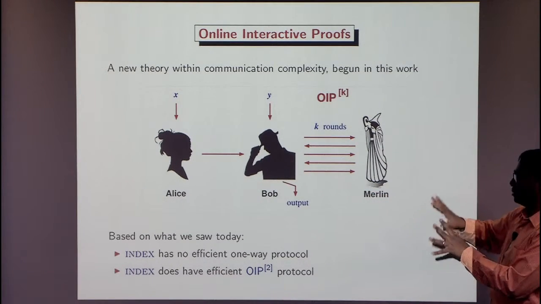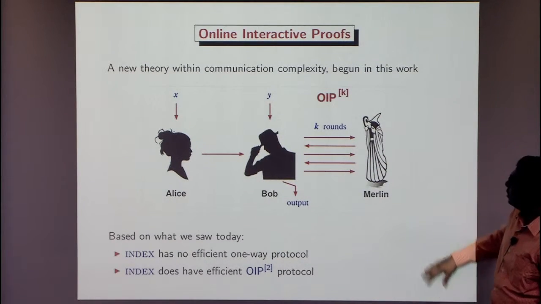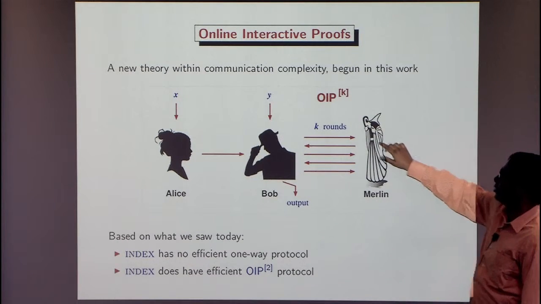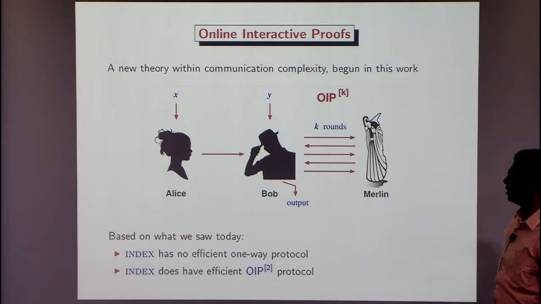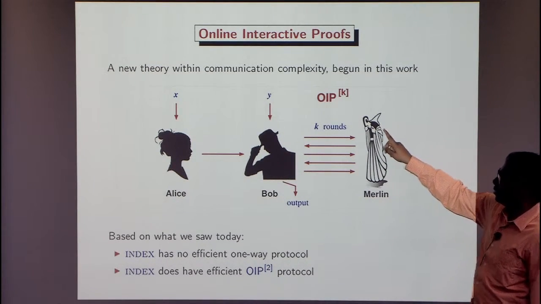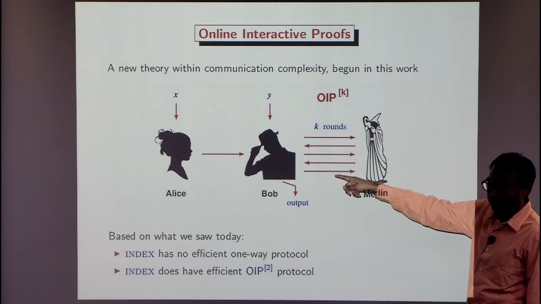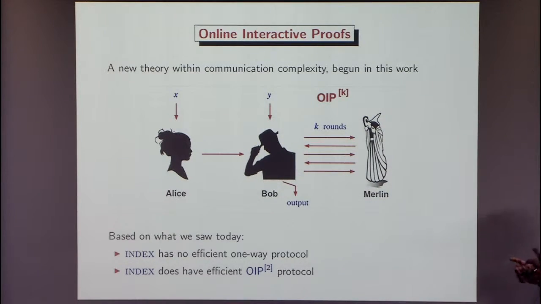So after you've seen the stream, you get to interact with Merlin in some arbitrary fashion. Okay? We'll refer to this kind of thing as an online interactive proof protocol, or OIP, with the superscript k representing the number of rounds of communication between Bob and Merlin. OIP1 is already an interesting model because this represents Alice sending something to Bob and Merlin sending something to Bob, and then Bob deciding whether he likes the input or not, right? That's already an interesting model with some non-trivial results, which I will not go into today.